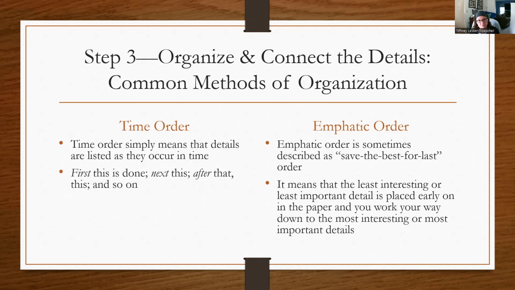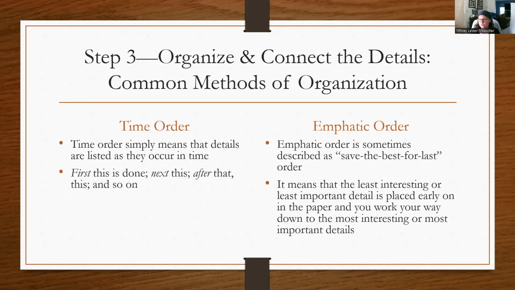The other method of organization, if there's really no sort of time or timeline or set order that is involved, you can't really use time order. You would probably then use emphatic order. So emphatic order is sometimes described as saving the best for last. It means that the least interesting or least important detail is placed early on, and you work your way down to the most interesting, the most important details.